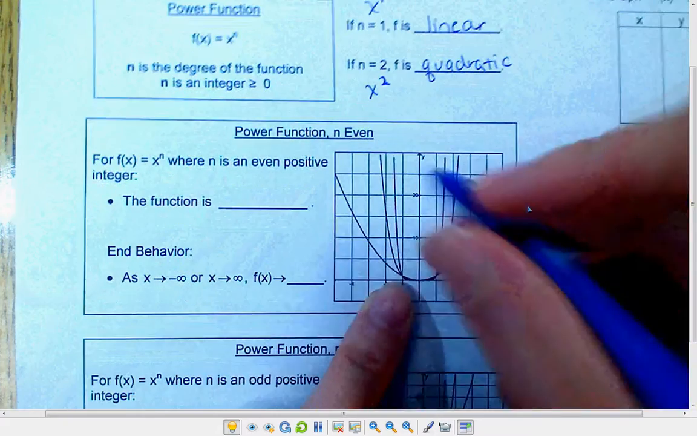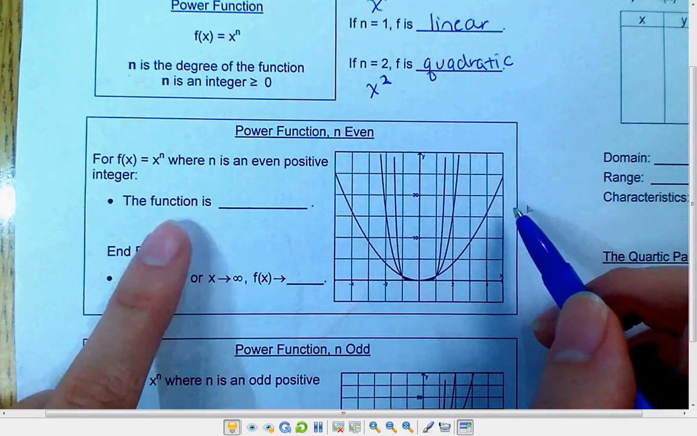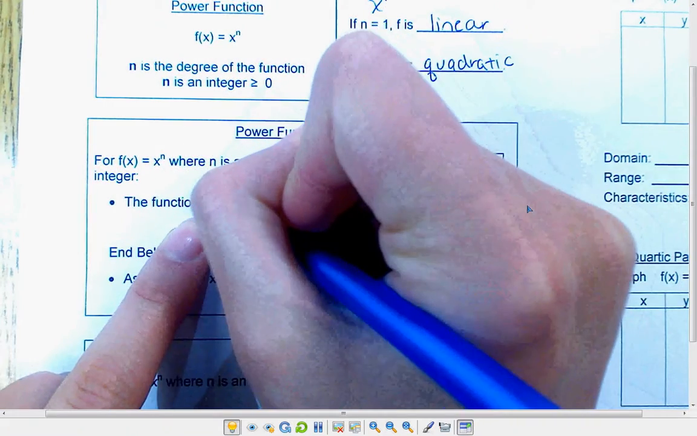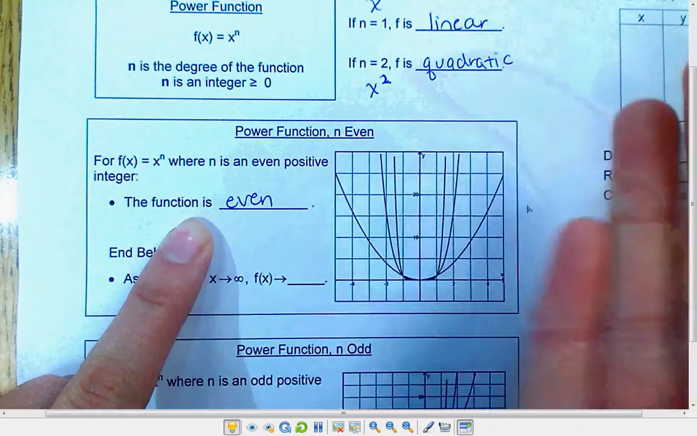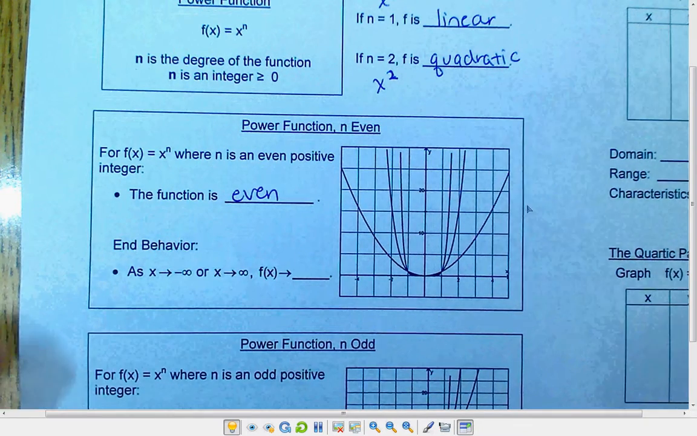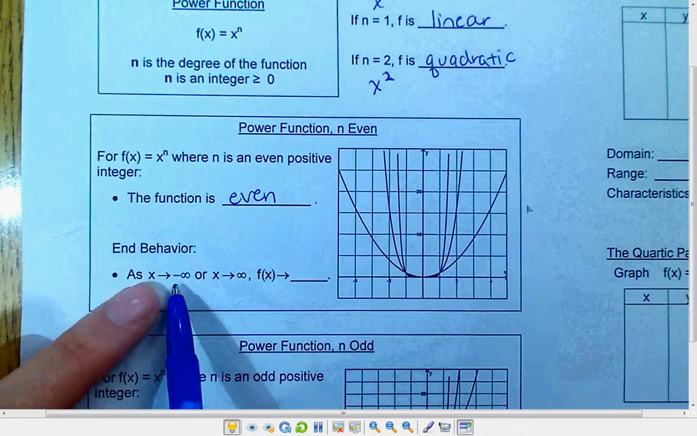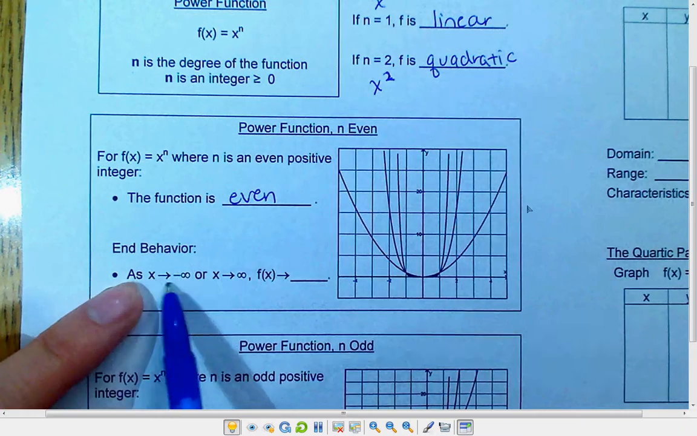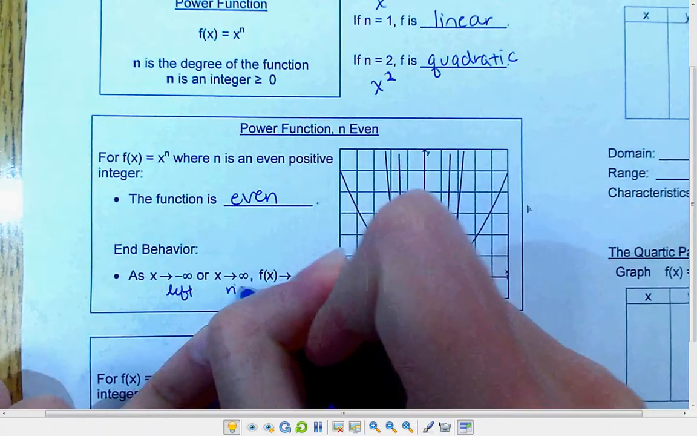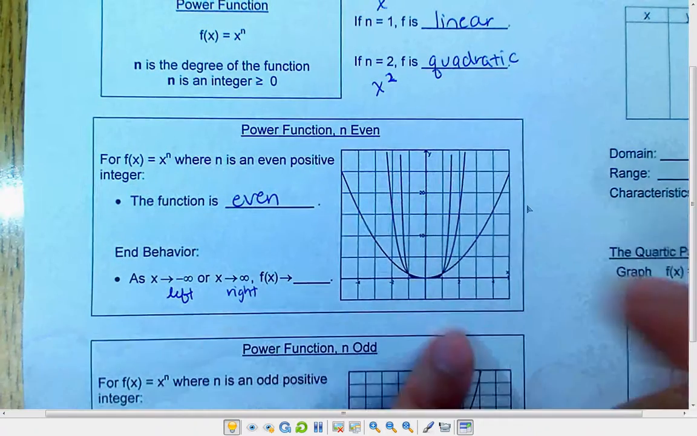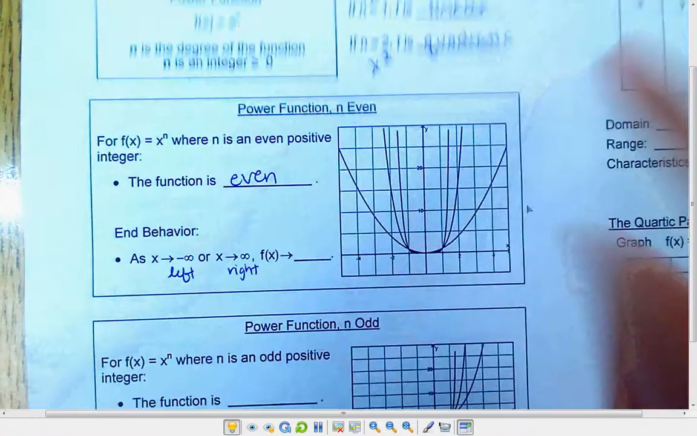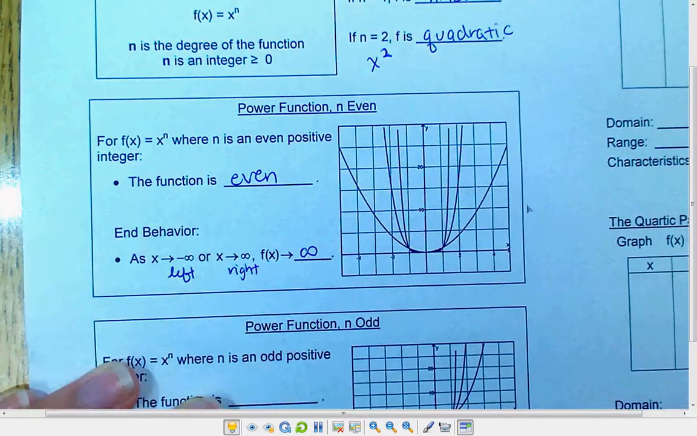It's going to be a graph that looks something like this, where if the power is even, your function is also even because it's symmetric across the y-axis. And the end behavior, which means as you go all the way to the left, so as x approaches negative infinity, or as x approaches all the way to the right, positive infinity, if you go in either direction, your y values are both going up, which means it's going towards positive infinity.